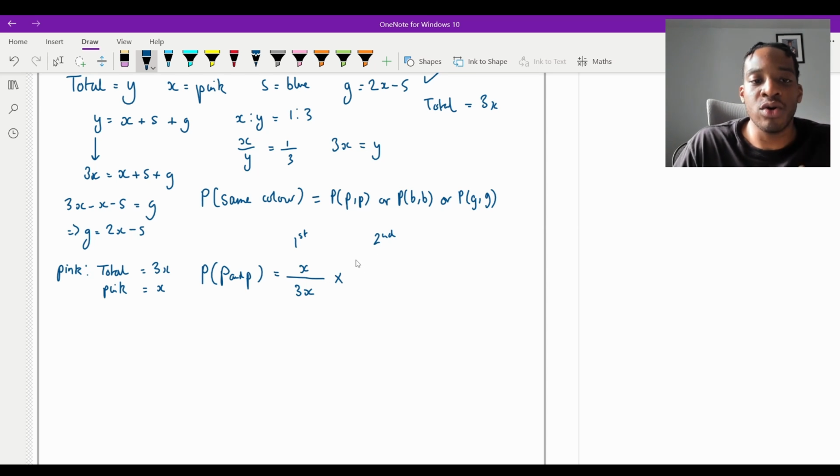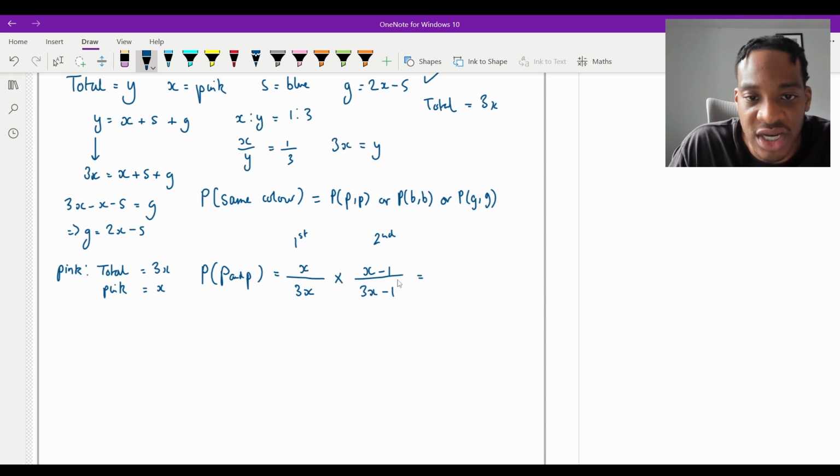In my second go, I'm going to have one less pink to choose from. So it's going to be x take away one, right? And I'm going to divide this by, now remember, if I've taken one pink, there's going to be one less in total as well. So it's going to be 3x take one, isn't it? And that would be an expression for taking two pinks.